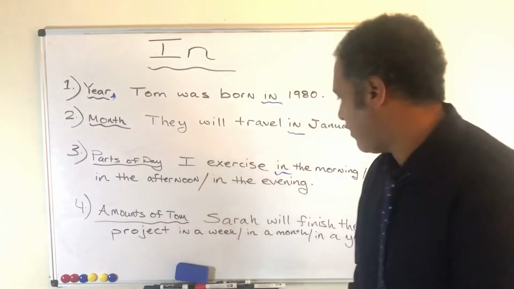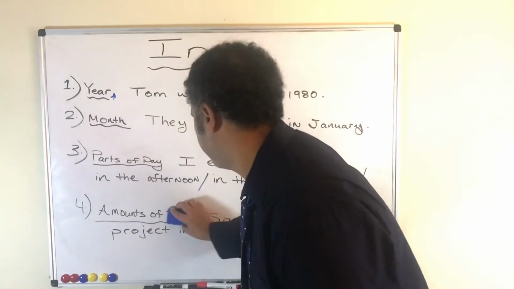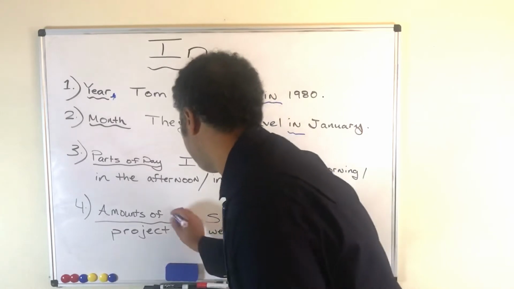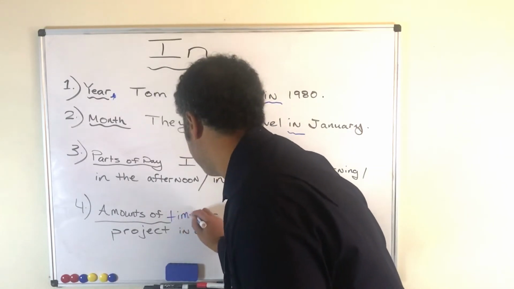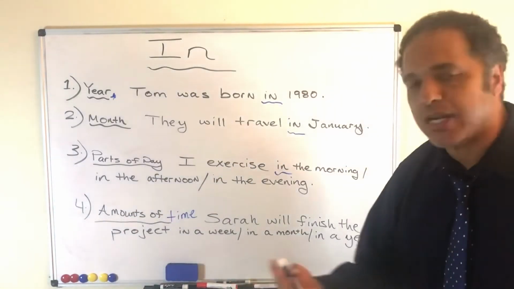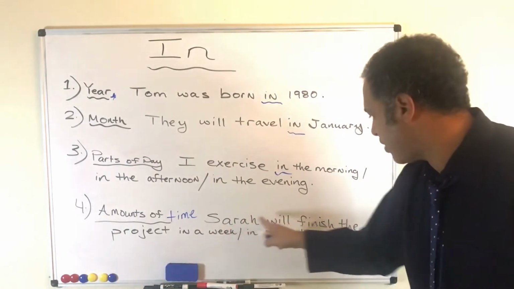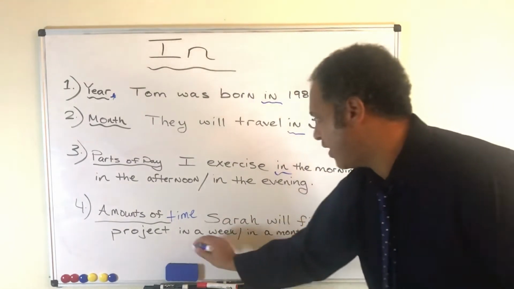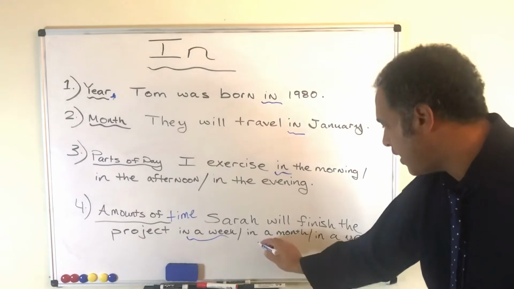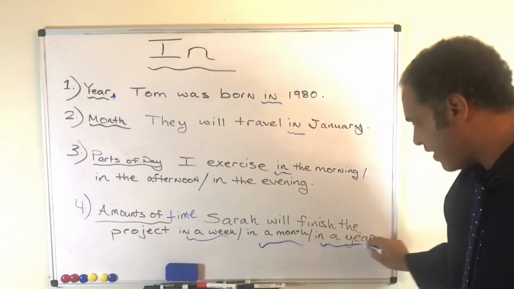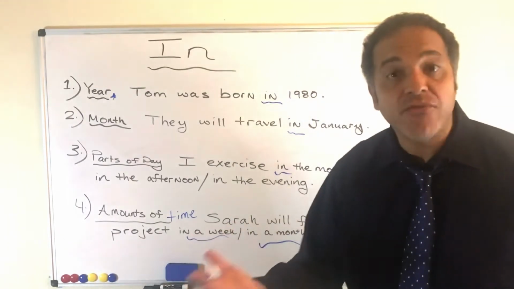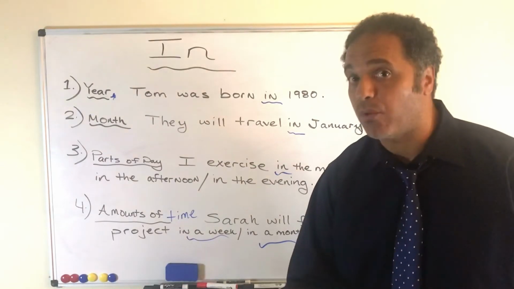Any kind of amount of time. Sorry, there's a little spelling problem there. Any kind of amount of time. For example, Sarah will finish the project in a week, in a month, in a year. Could be anything, in a few days, in a couple of hours.